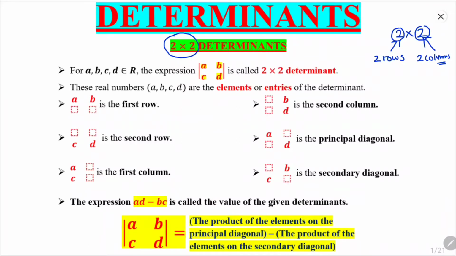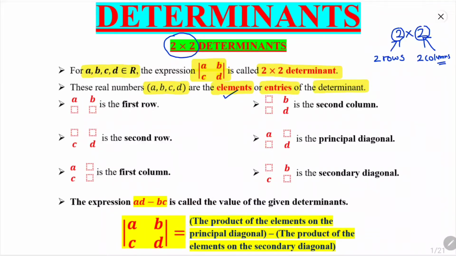So for a, b, c, d belonging to real numbers, this expression is called a 2 cross 2 determinant. As I said earlier, these real numbers a, b, c, d are the elements or entries of the determinant. We call these an entry or element of the determinant, especially of a 2 cross 2 determinant.